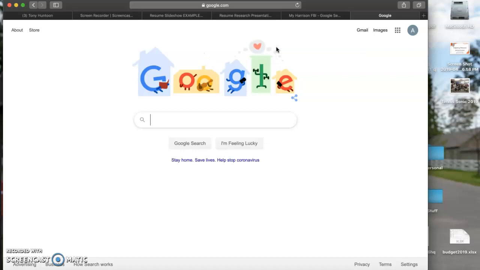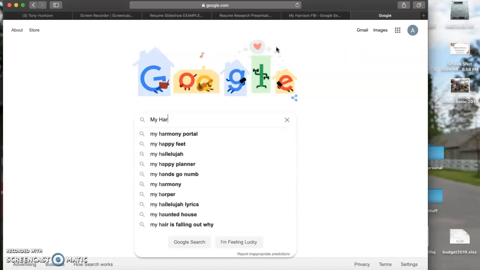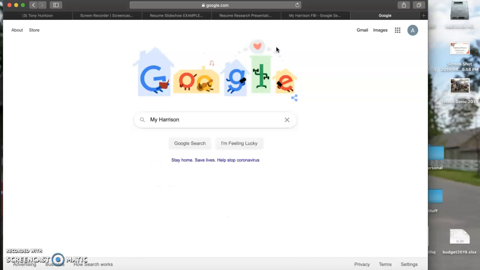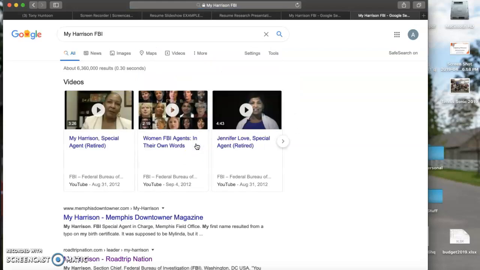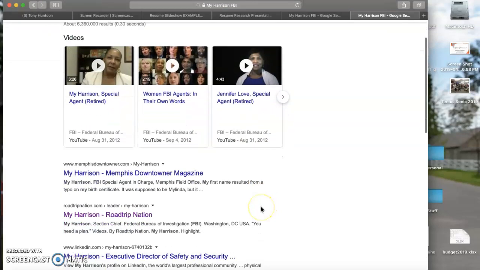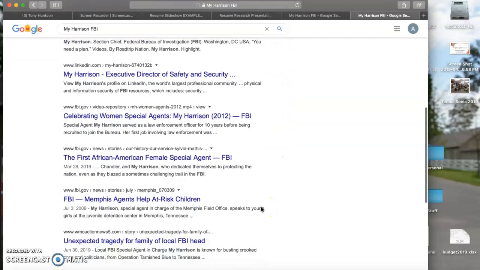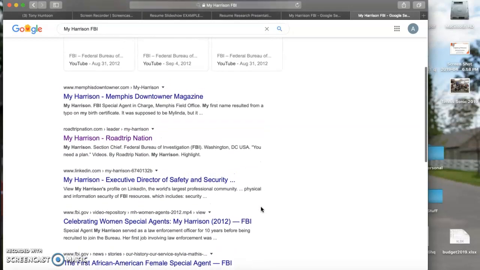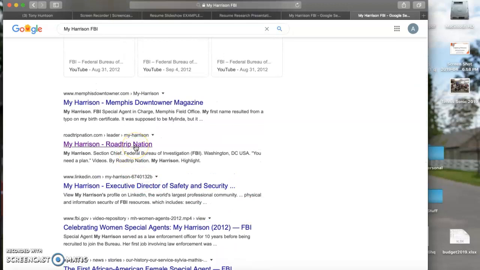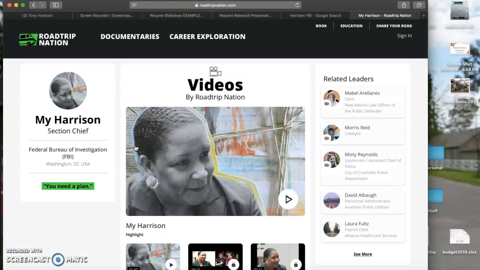As my example, I'm going to go ahead and pick Mae Harrison, which some of you chose from our list. Mae Harrison is an FBI agent. So I'm going to go ahead and type in FBI after her name. I'm going to do a nice little Google search, and I get all kinds of things with her name on it. She's not even in the FBI anymore. So obviously, my first stop is going to be Road Trip Nation. I'm pretty sure all the names on our approved list were pulled from Road Trip Nation.